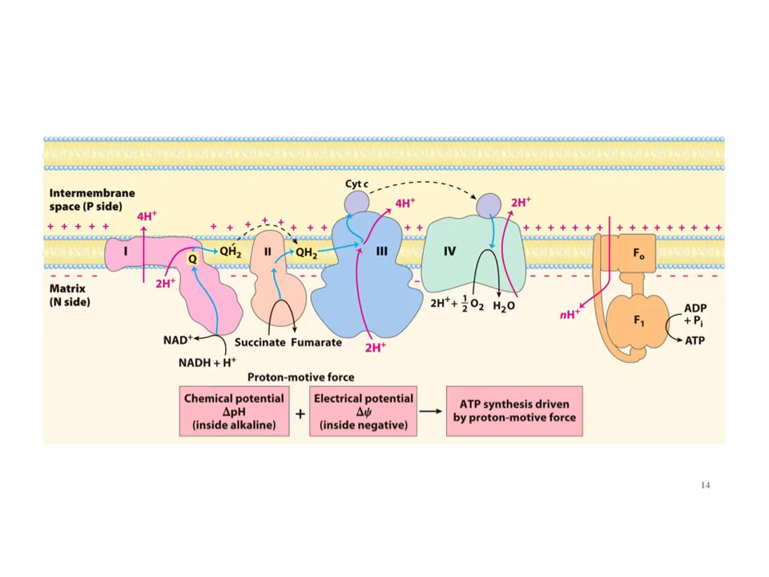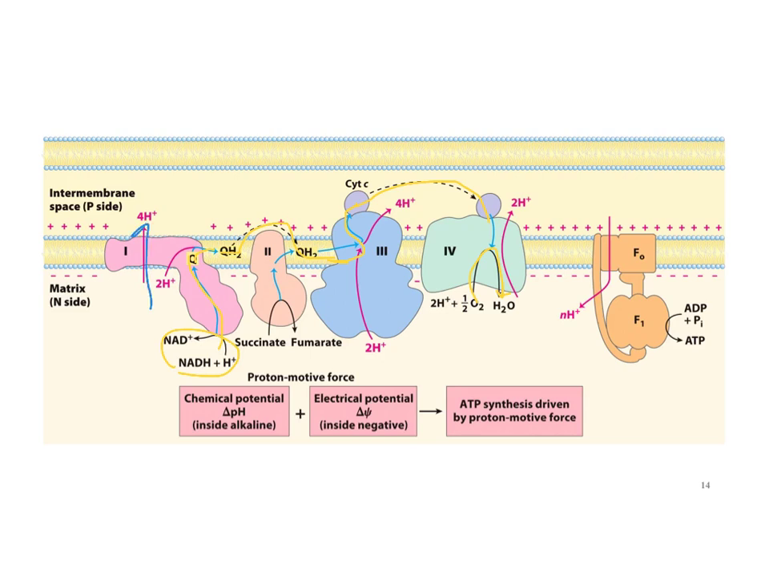Okay, so here's a summary of why all of this is happening. We have a lot of electrons that are being passed through complex 1 that go to Q, to QH2. QH2 drops electrons off at complex 3, which gives electrons to cytochrome C, which drops electrons off at complex 4, and complex 4 is where oxygen will accept those electrons and be reduced to water.